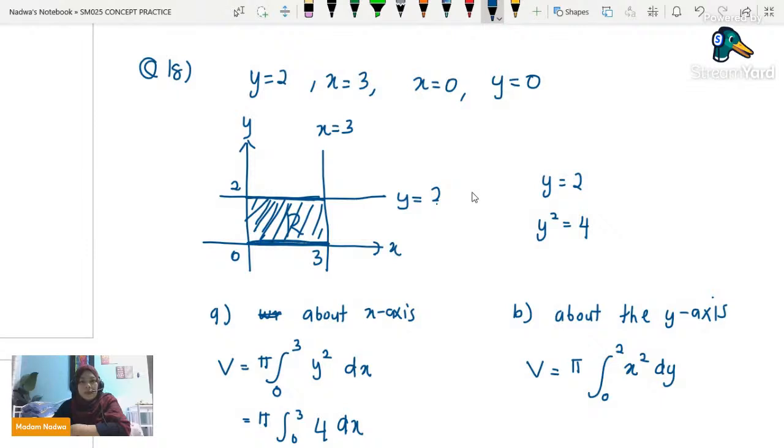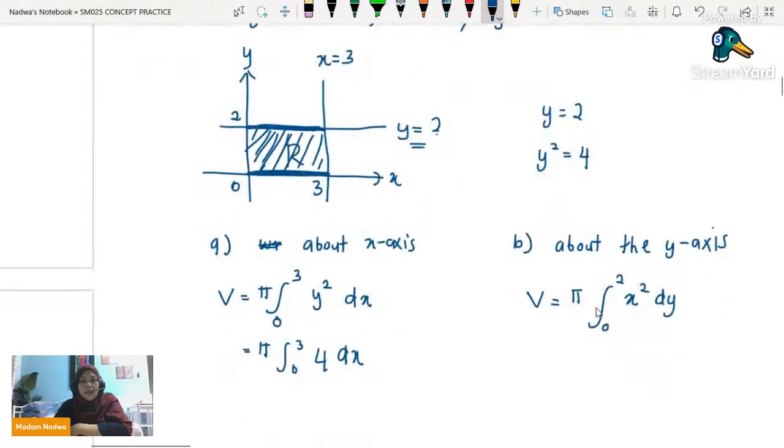So bila with respect to x axis, yang kita nak tengok adalah di bawah garisan function ini. Dan function ini adalah apa? Function ini adalah y sama dengan 2. Y sama dengan 2, so y square equals to 4. Okay, sekarang kerja kita hanyalah untuk integrate 4. So we get 4x. Okay, masukkanlah 3 dan 0. So kita dapat 4 darab 3, 12. 4 darab 0, 0. So jawapan dia 12 pi unit cube. Okay, satu. Dah dapat untuk volume.